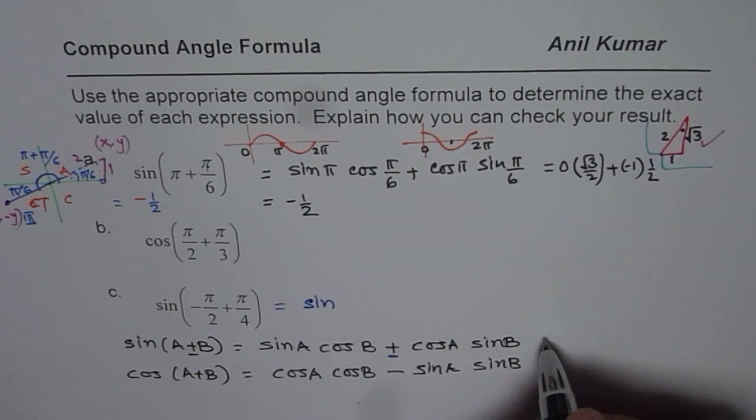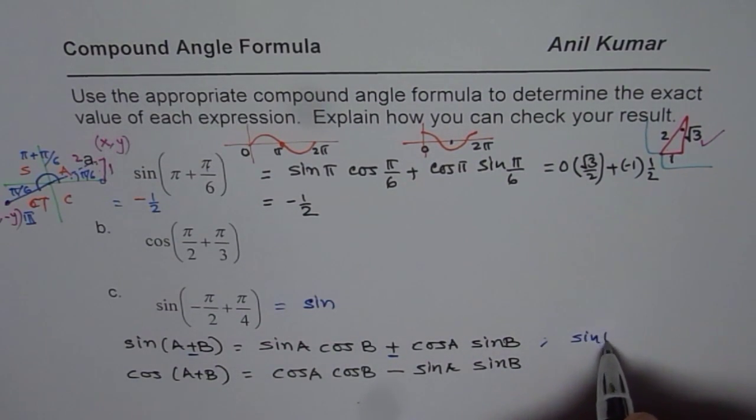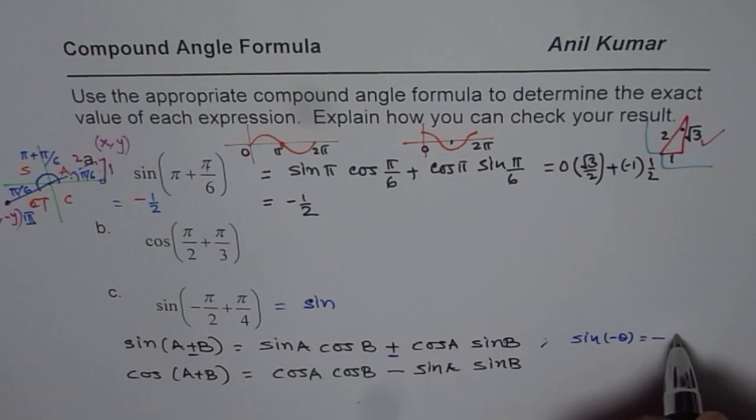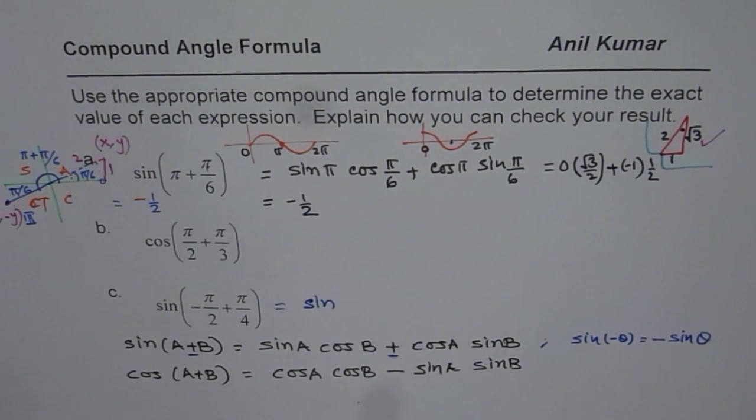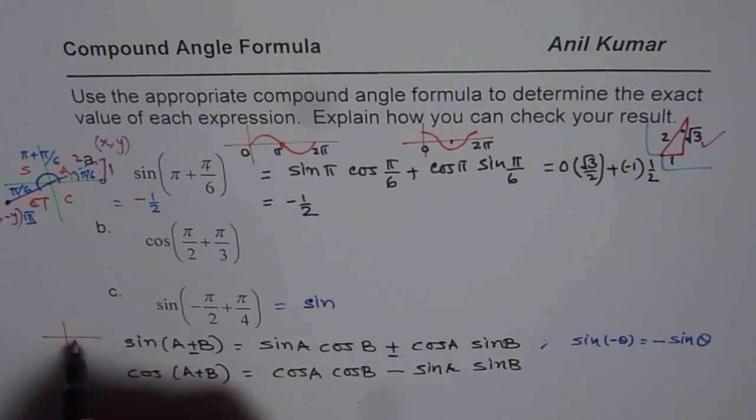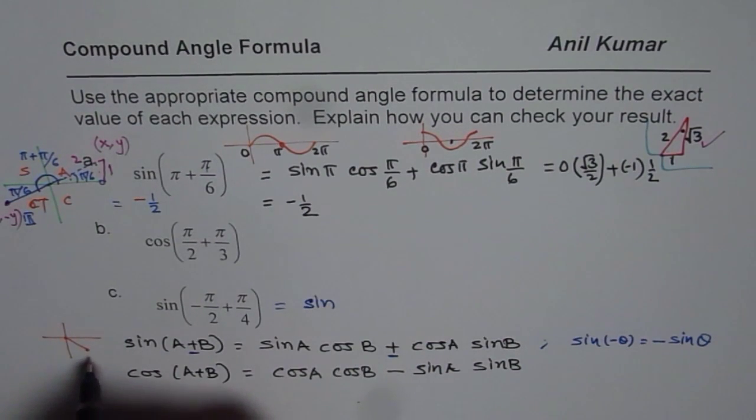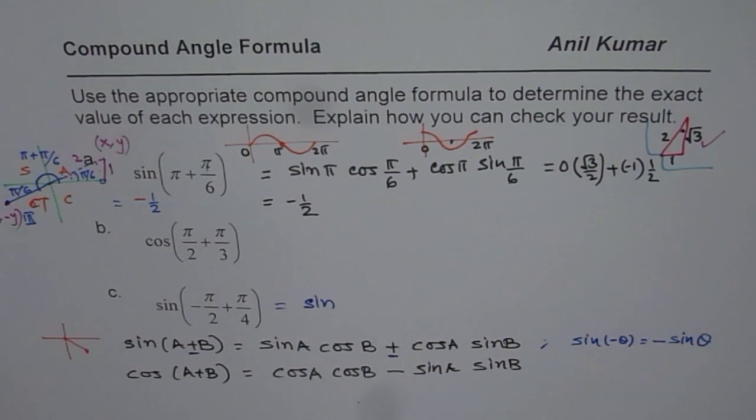Or you could also think like this. Sine of minus theta is equal to minus of sine theta. Is it okay? Or you could think like this. Sine is, when it is minus, then you are in this quadrant. Do you get the point? So if you are in this quadrant, then the sine value should be negative, correct? So these are different ways of looking into that part, correct?